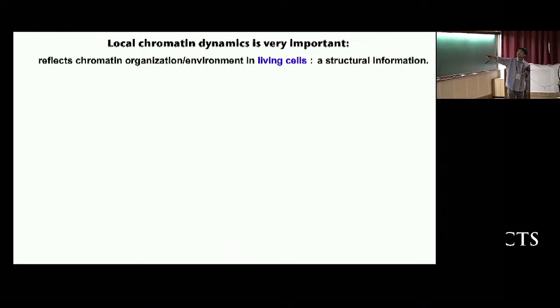At first, I want to emphasize the importance of local chromatin dynamics. Local chromatin dynamics is important because it reflects the chromatin organization or environment in living cells, providing structural information. And second, local chromatin dynamics can facilitate chromatin accessibility. I'll briefly explain.